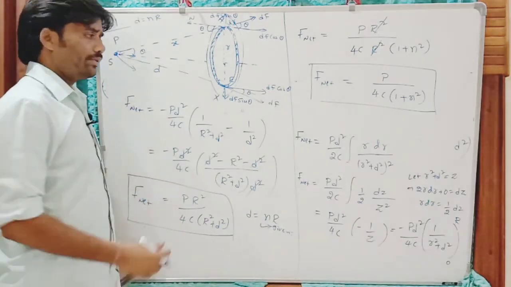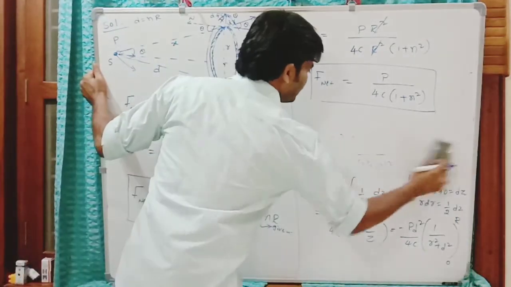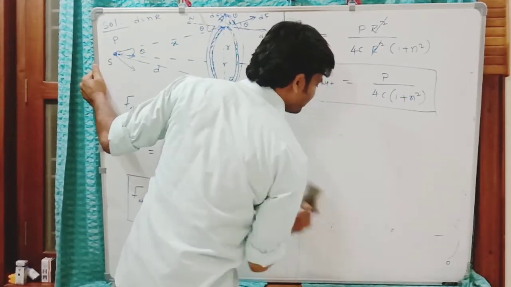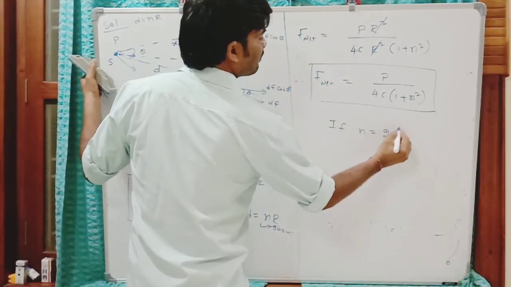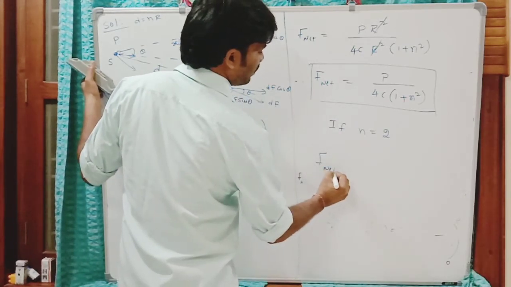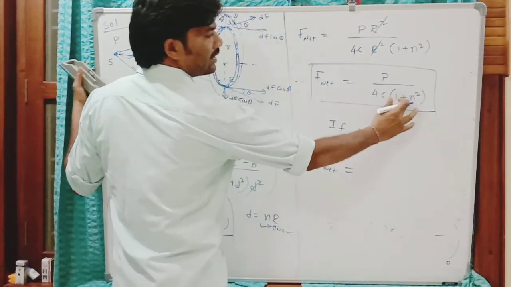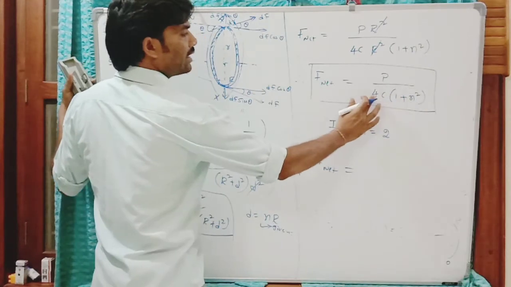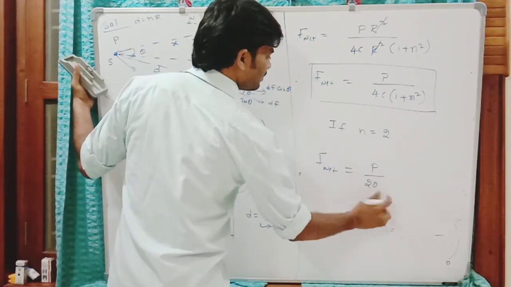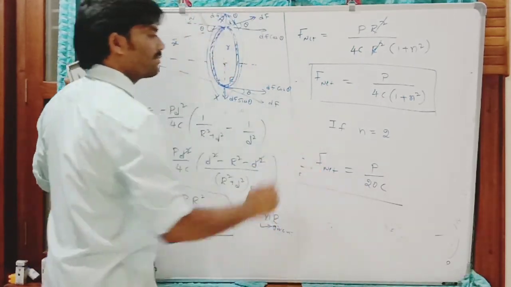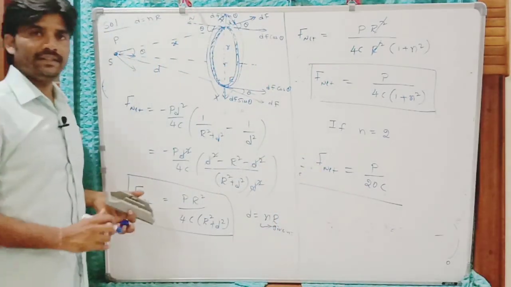If n equals 2, if the distance of the disk is 2 times the radius of the disk, if n equals 2, then the net force is what? So 2 square is 4, 4 plus 1 is 5, 5 into 4 is 20, P by 20c. I think it is clear.